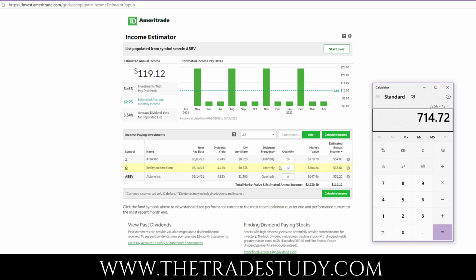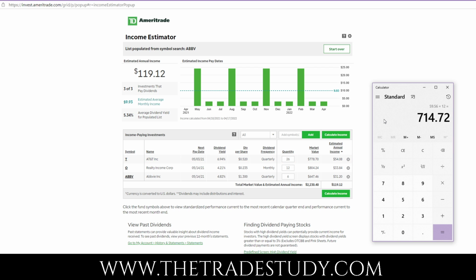I'll pull out the calculator right over here. So if we were gaining $59.56 and we did this for 12 months, we would end up at about $714.72 paid out in dividends over the year. That is a pretty good deal. How does this look? Let's put in the numbers right now to see how I came up with this calculation.